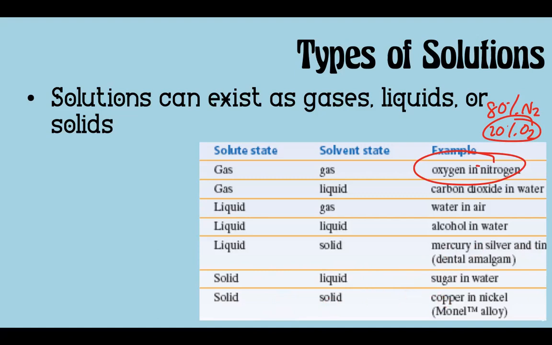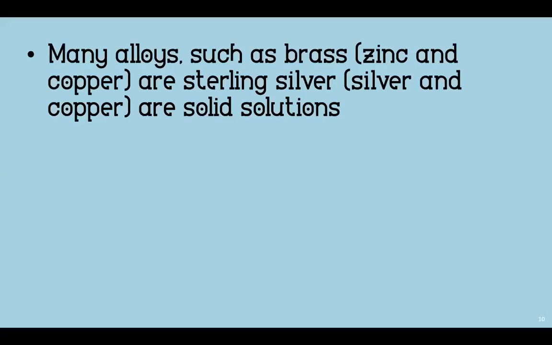I'm going to talk about that now. So an alloy is when you have two solids, usually metals, but you can also use carbon as well, that are mixed together when they are in the molten state and then they solidify. So we have brass. I'm sure you've heard of brass before. That's a mixture of zinc and copper.